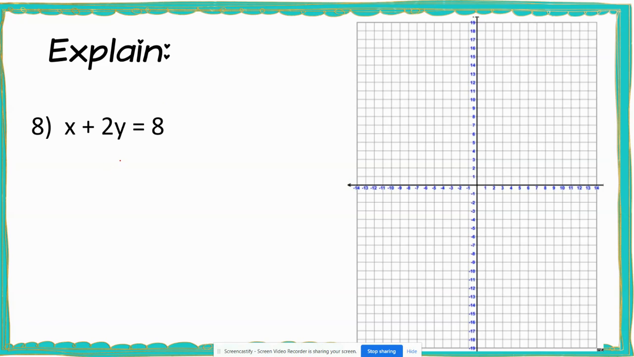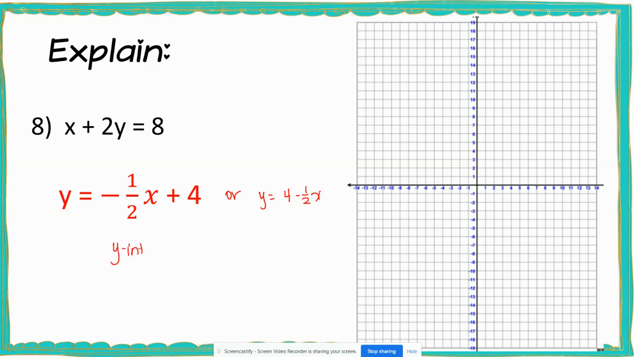Number 8 says x plus 2y equals 8. We want y by itself, so you want to get rid of your x, and then you want to get rid of your 2, and you should end up with an equation that says y equals negative 1/2 x plus 4, or you could have an equation that says y equals 4 minus 1/2 x, and they're the same thing.